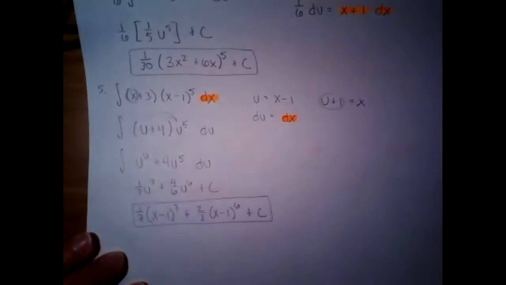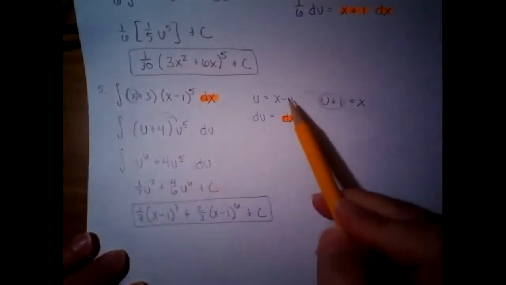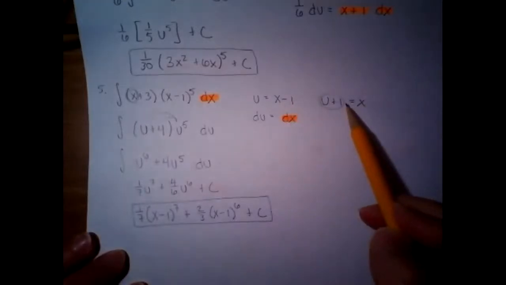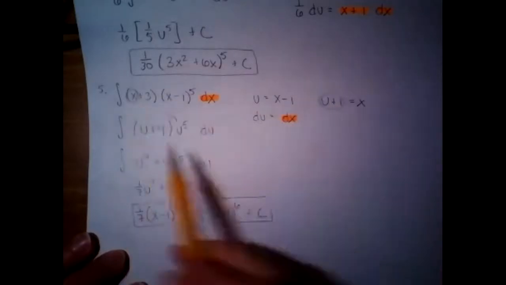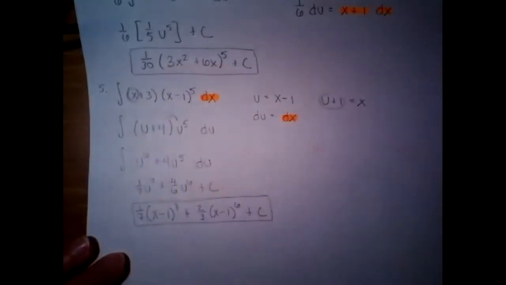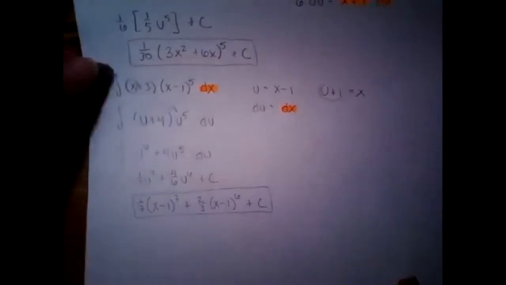So again, you can't mix and match the x's and the u's. So I just took this statement over here, solved it for x, and then we were able to plug this in for x so that it was all a u statement. That answer looks really weird, but I kind of like it.